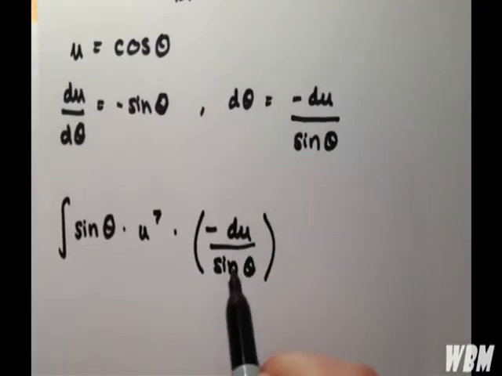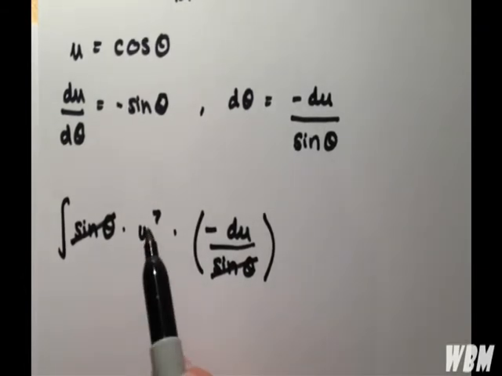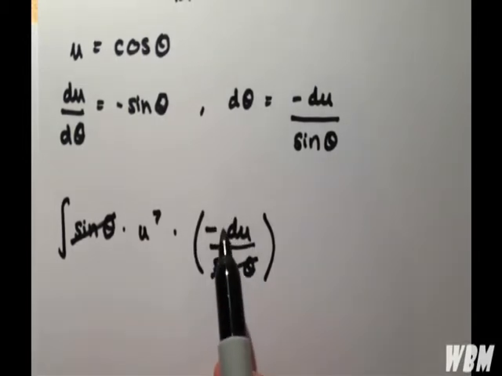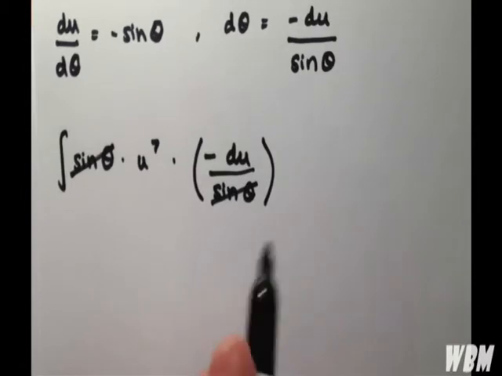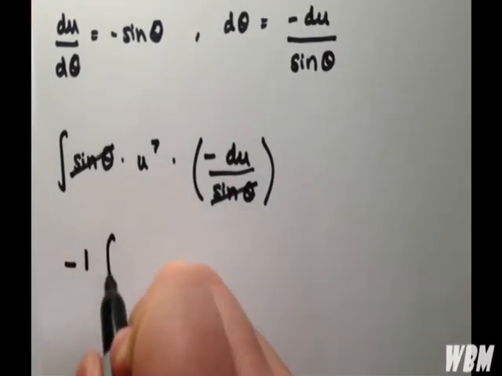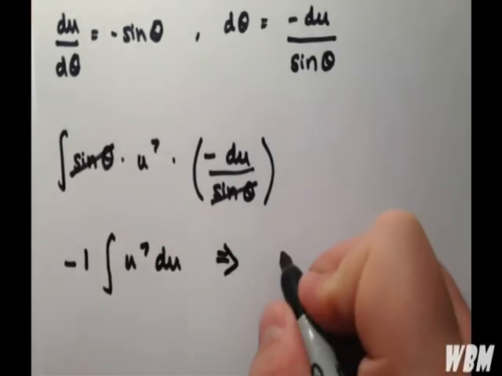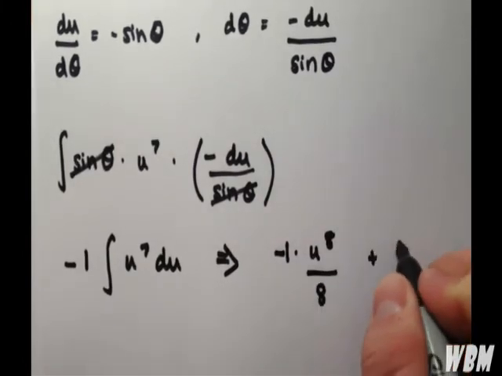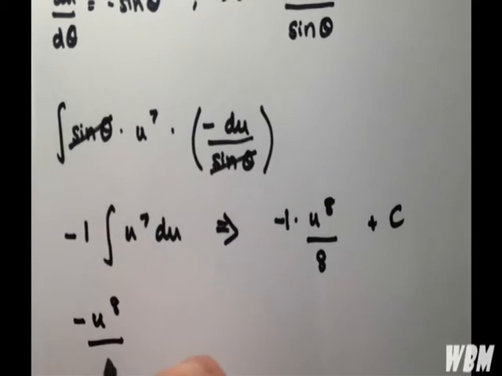Now, because we've done this correctly, the sine theta terms can be cancelled out, and we are left with only u terms, du with respect to u. Now we can take the minus 1, because it's a coefficient, outside of the integral, so that's no problem. So we have minus 1, and we simply integrate that. So we have minus u to the 8 over 8 plus c.